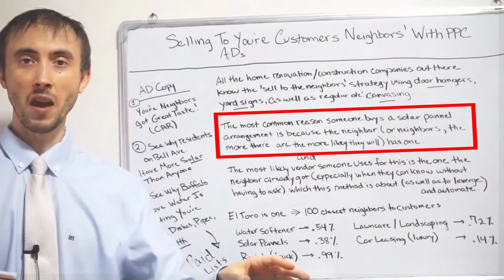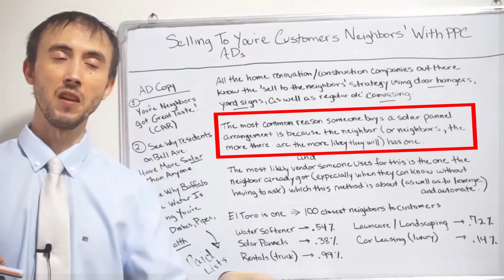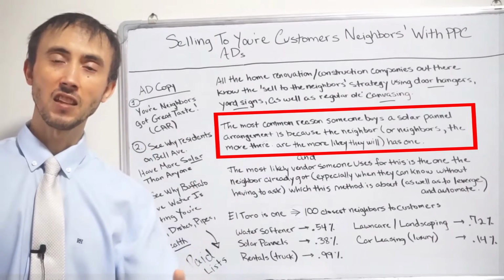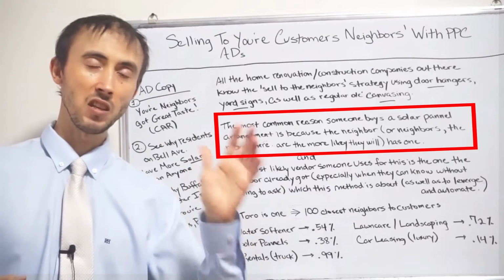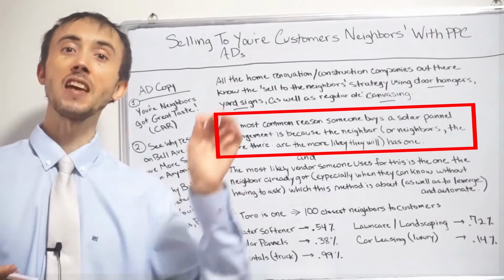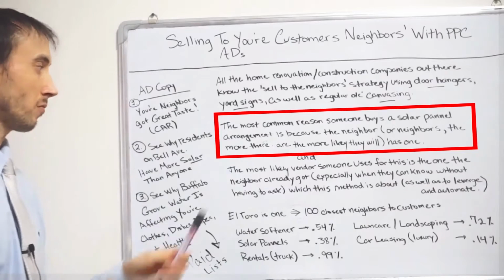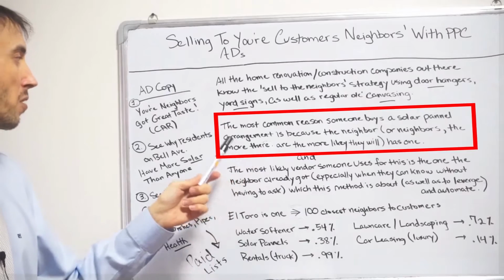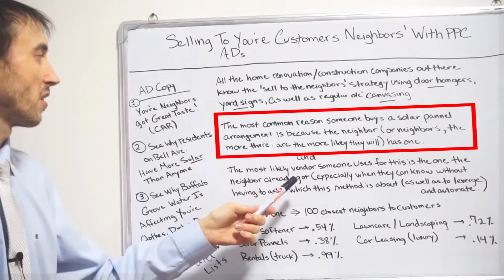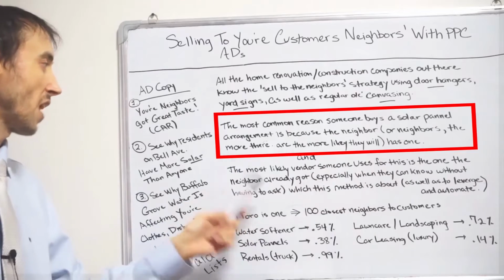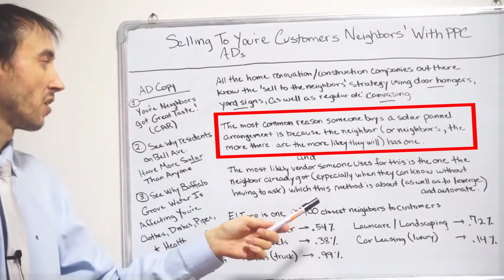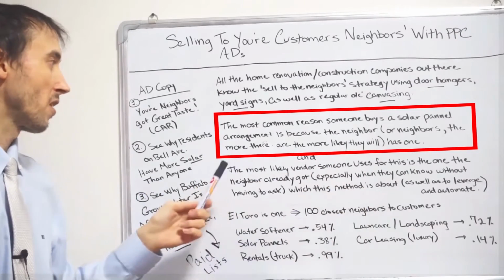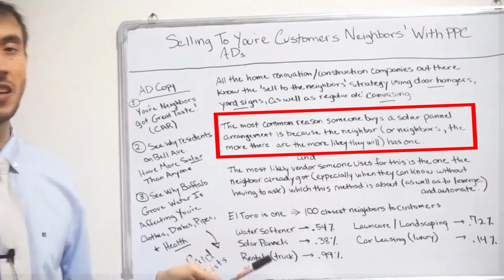So if you're selling solar panels, you absolutely should be using this method. And in a lot of markets, it's going to be similar. More than anything, what's going to convince them to buy is the fact that someone near them, that they know and trust, or envy, is the other thing, bought it. The most likely vendor someone uses for this is the one the neighbor already used, especially when they can know without having to ask.